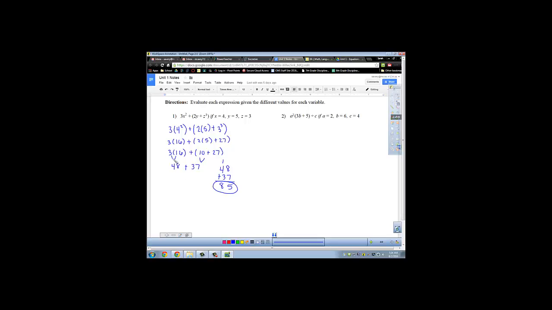You also might have noticed I use these little lines. You do not have to use those. I'm just using them so you know, where did this 48 come from? Where did this 37 come from? You can see these little arrows that are pointing.